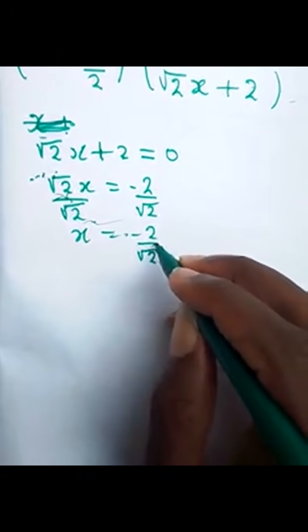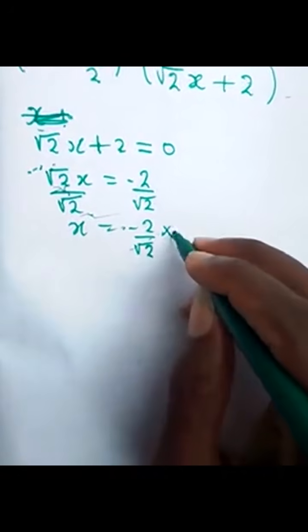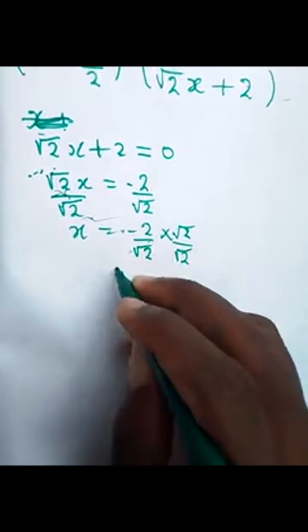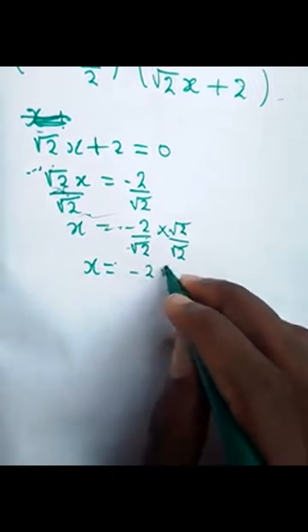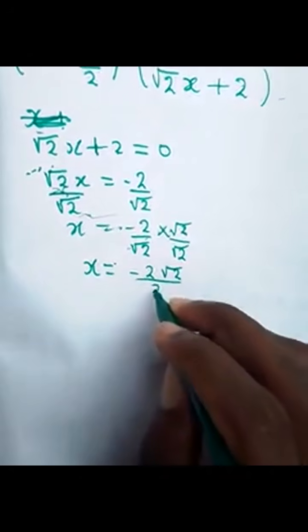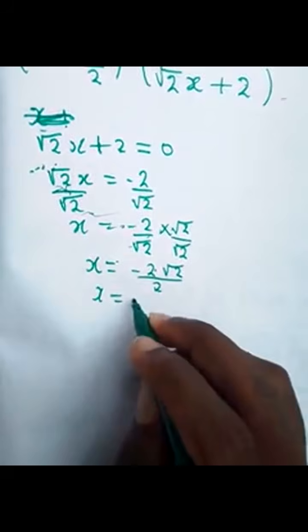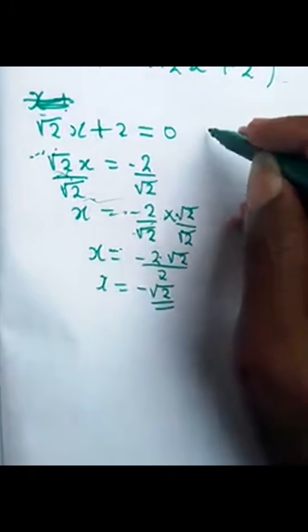Okay, so now don't leave your answer like this, rationalize it. Whenever you see that you have a radical in the denominator, rationalize. Multiply by square root of 2 over square root of 2. So that's going to be negative 2 square root of 2 over 2. 2 into this one, x is going to be negative square root of 2. You can simplify your answer like this.